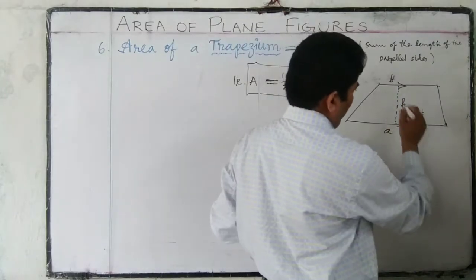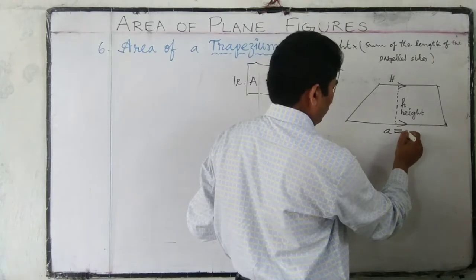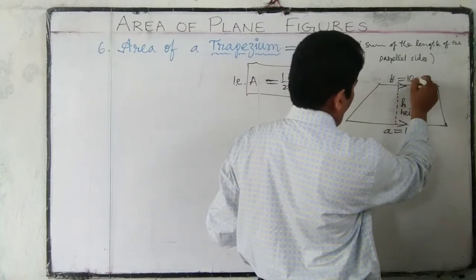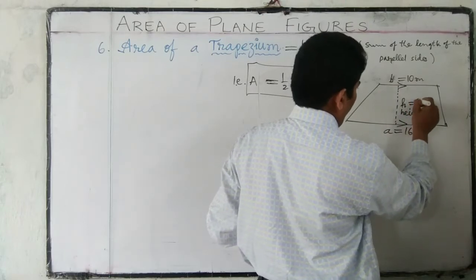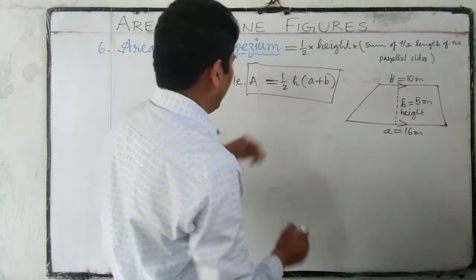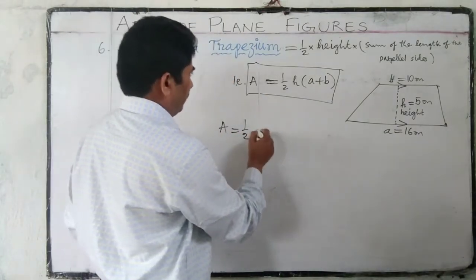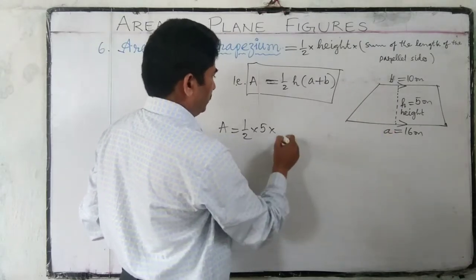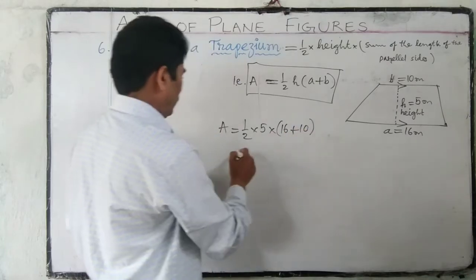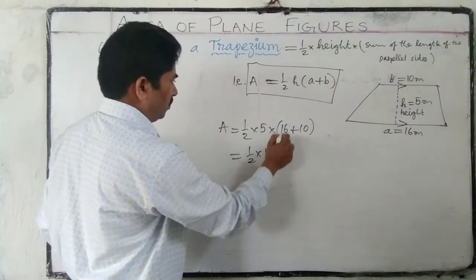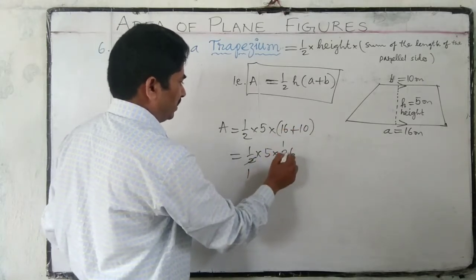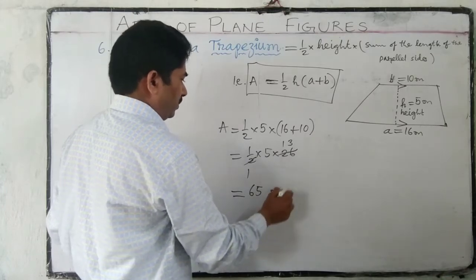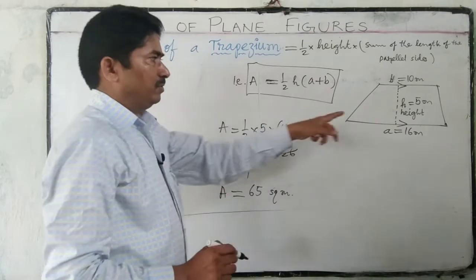If given length of parallel sides 16 meters and 10 meters and height is 5 meters, then its area A is equal to half into height 5 into sum of parallel sides 16 plus 10, 1 by 2 into 5 into 26, 2 ones, 2 threes are, 13 fives are 65 square meters. 65 square meter is the area of this trapezium.